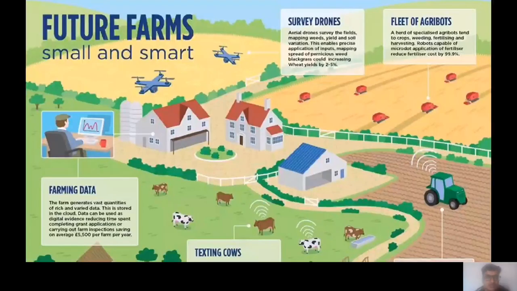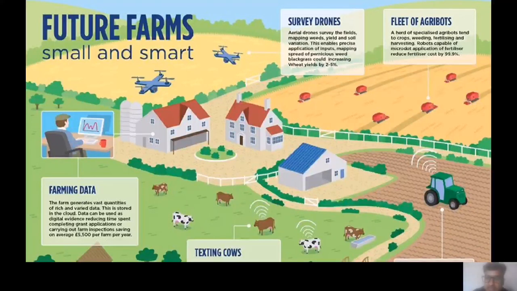Future farm. This is a pictorial representation of the future farm, small and smart. Here we can see survey drones. These aerial drones survey the field, mapping weeds, yield, and soil variation. This enables precise application of inputs, mapping the spread of weeds like black grass. So these are used to map and take images of the data which are required, as we have discussed earlier also.